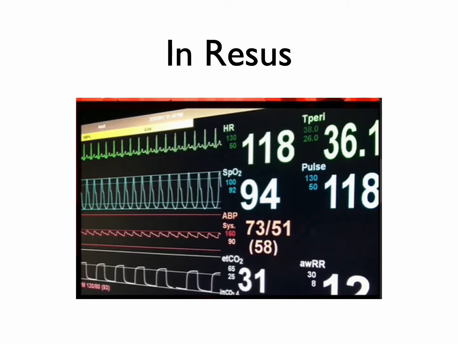You get this patient onto the monitor in Resus, and straight away you notice he's tachycardic at 118. He's slightly on the borderline for saturations at 94%, and he's very hypotensive with a blood pressure of 73 on 51. And you can see there he's got a mean arterial pressure of 58. So this is a patient that's potentially shocked with ongoing hypoperfusion, and we need to address this rapidly to see what's going on.